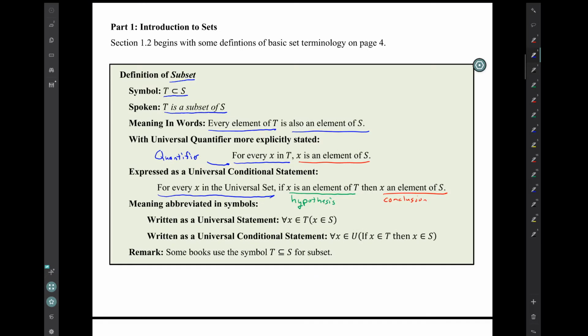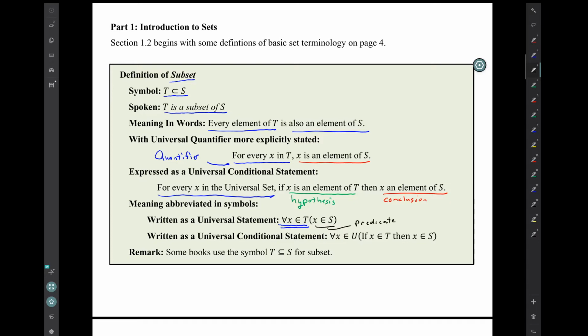Now we can abbreviate the statement in symbols. If we do that, the quantifier gets abbreviated this way. The upside down A is spoken for every, and this epsilon is spoken in. So this underlined statement is spoken for every x in T. Now the thing in parentheses is called the predicate.